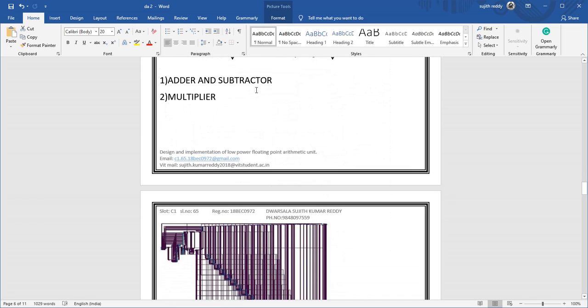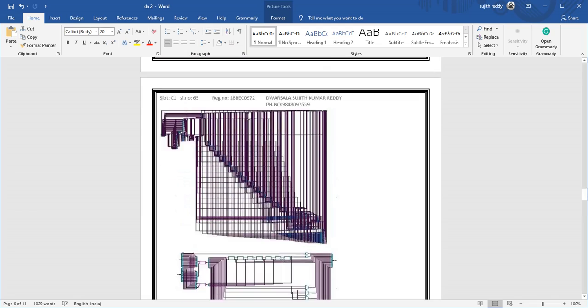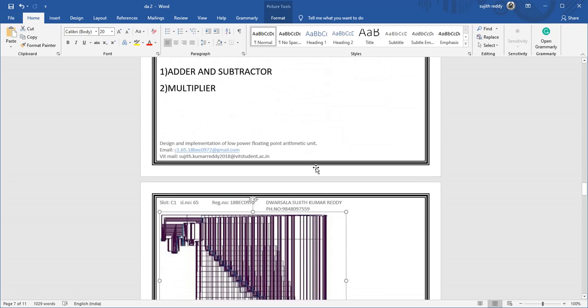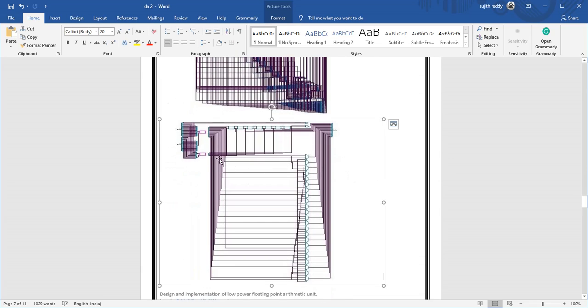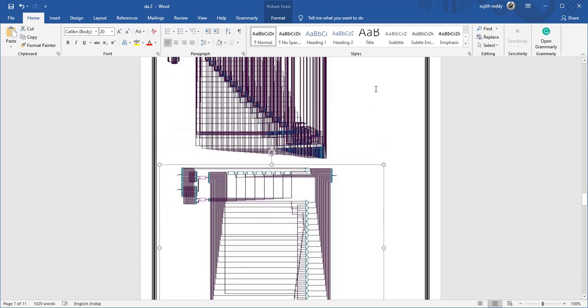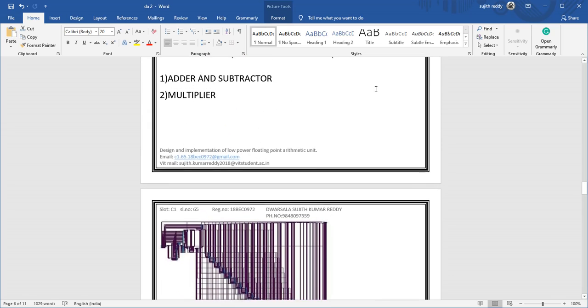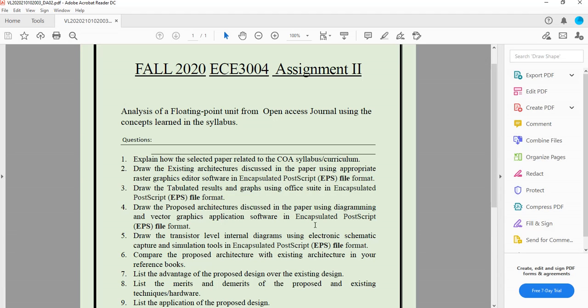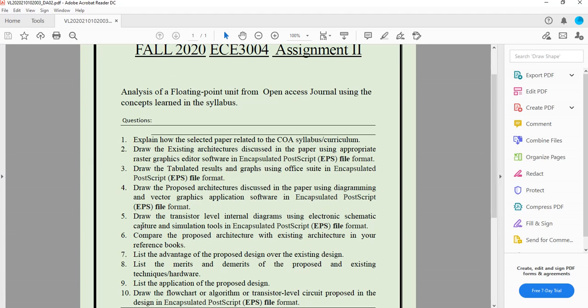Adder and subtractor and multiplier. The first one is for the adder and subtractor, and this is how it works. These are the links and graphs. The second one is for the multiplier. So let's get to the sixth question.